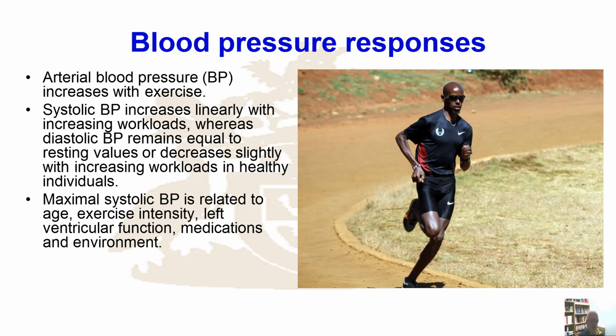If we take systolic blood pressure and we look at it maximally, we know that's linked to age, it's linked to exercise intensity, it's also linked to left ventricular function. Now this is really important. Systolic and diastolic volumes are what we mentioned in relation to stroke volume. So the blood pressure that we record using a sphygmomanometer, for example using the cuff, whether we use it automated or we use the stethoscope approach, that systolic blood pressure is proportional to the systolic volume in the heart.